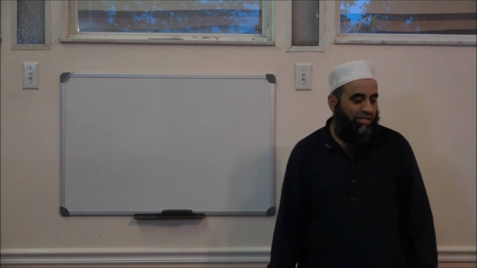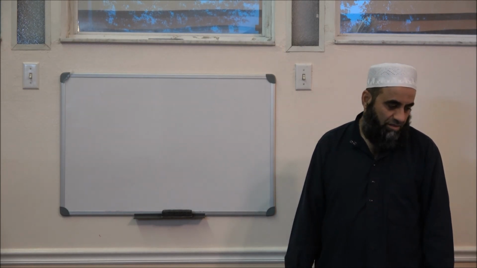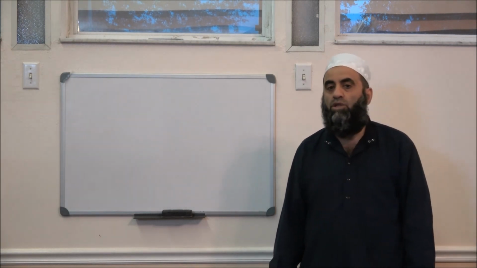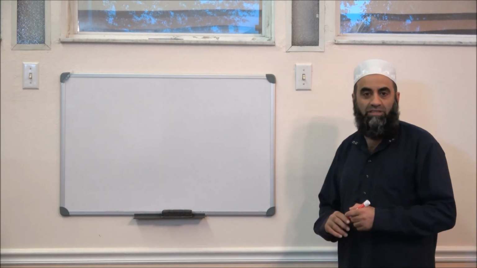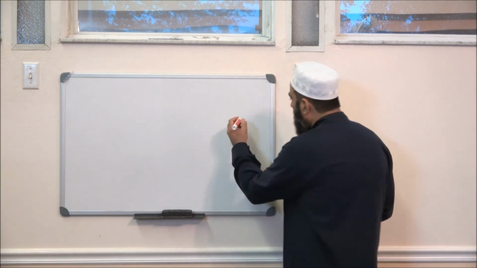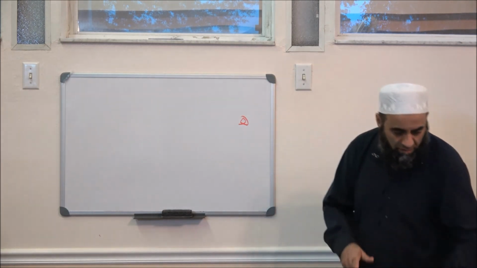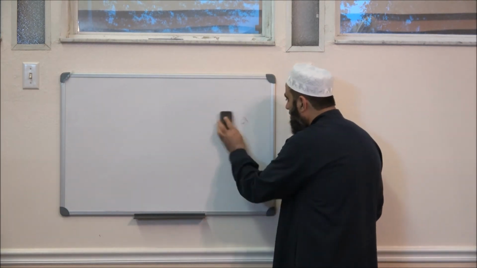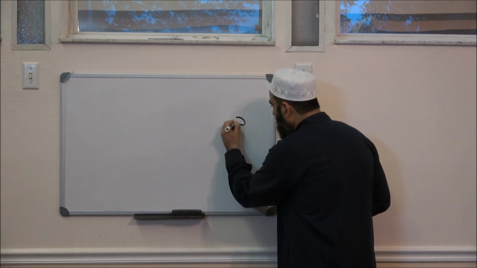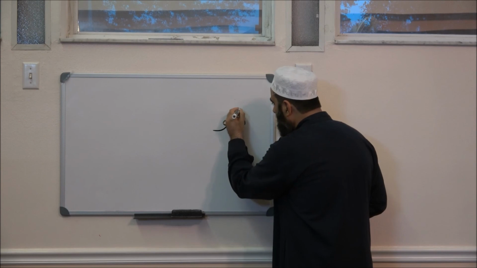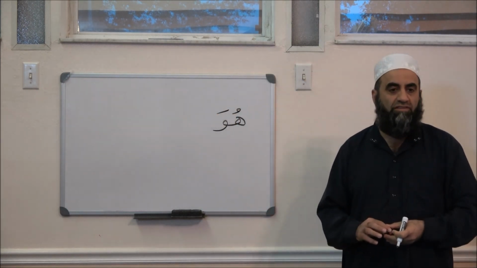Okay, who would like to translate, He is Lord of everything? Let's start part by part. He. Who? Huwa. Huwa Rabbul Alameen. Kulli shay. Kulli shay. Huwa means he. He is Lord of everything.